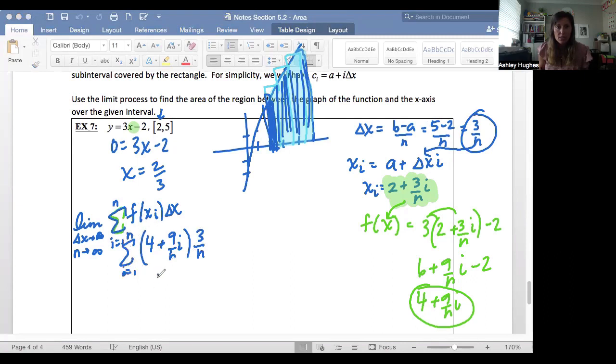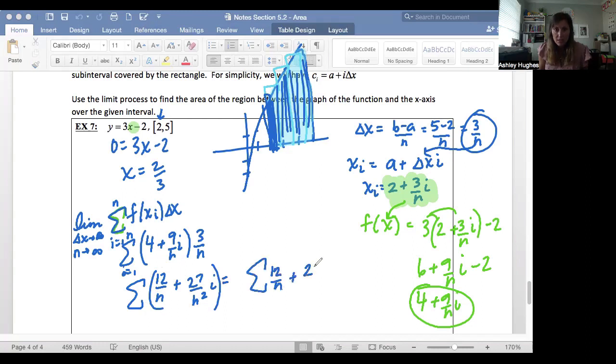So if I distribute this, I get 12 over n plus 27 over n squared times i. Summing this up, now I can split it apart, and I can say it's the summation of 12 over n plus 27. I'm going to go ahead and bring over that n squared. We can bring the 12 over n out here. So 12 over n, make that a 1 right here so you can see it.